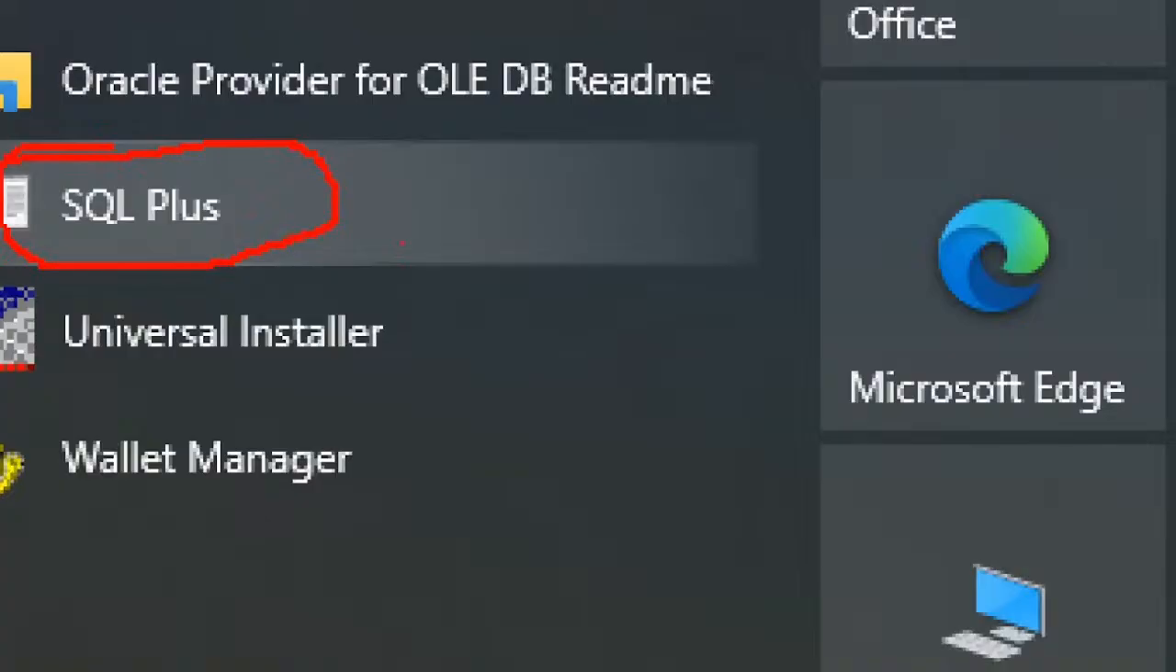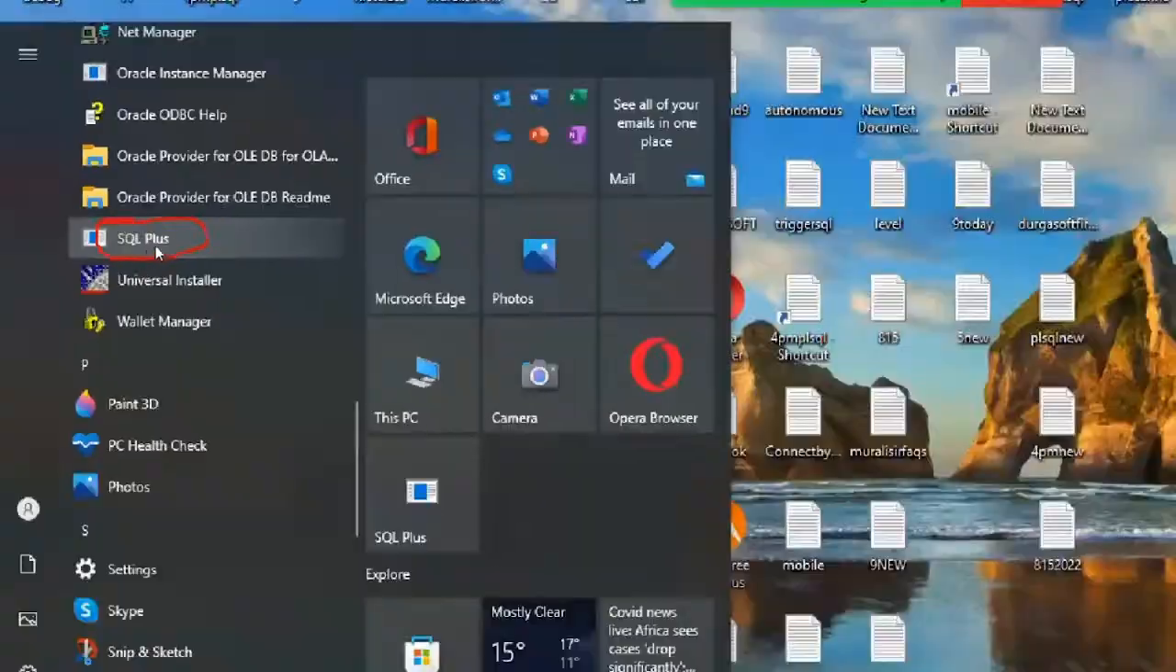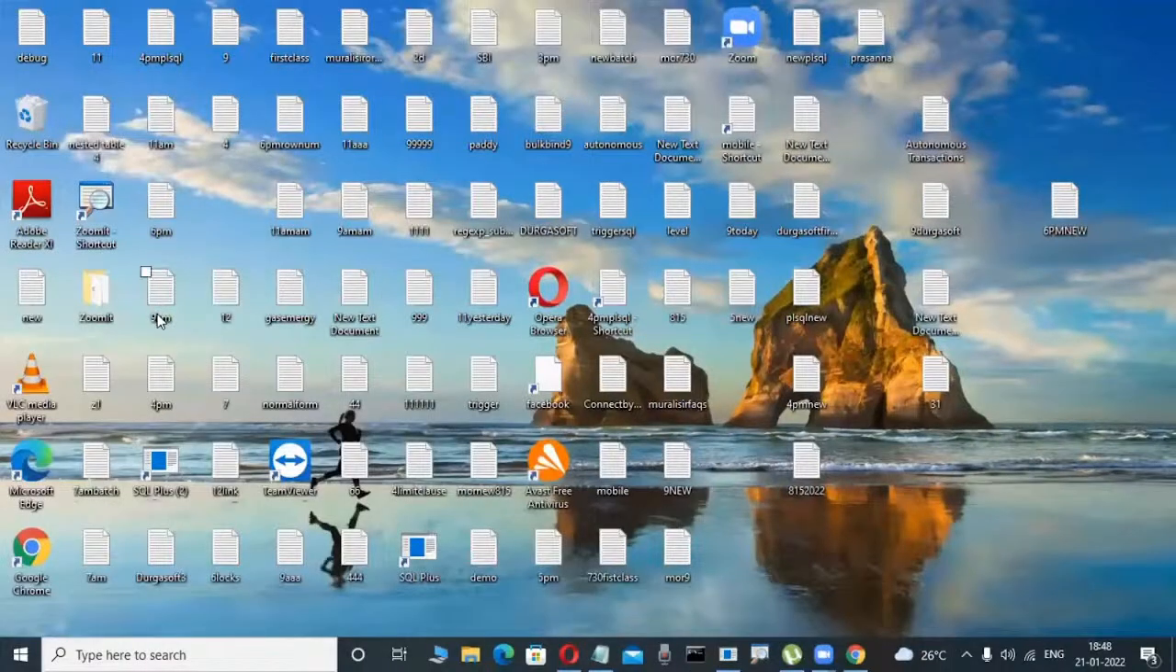SQL Plus is a default tool. Again, SQL Developer is a tool, a GUI tool. That tool also you can install, not a problem. Again, SQL Navigator is a tool, Toad is a tool. Those are all explicit GUI tools. But SQL Plus, you are not required to load. Once we are loading Oracle software, automatically the SQL Plus tool is available.